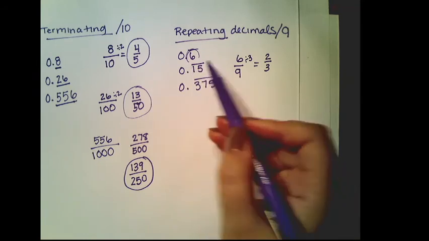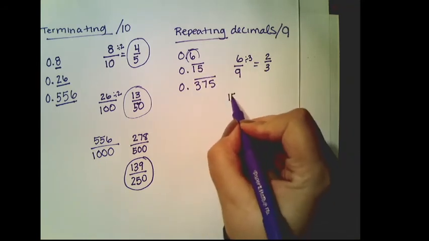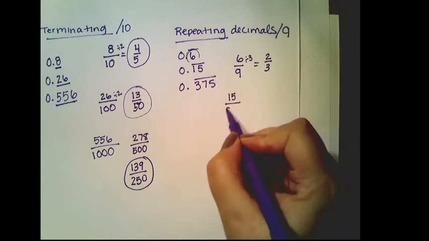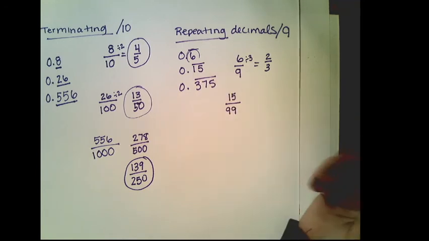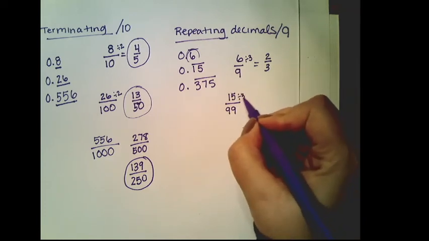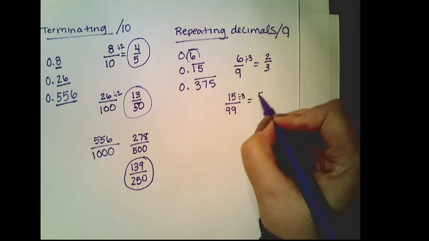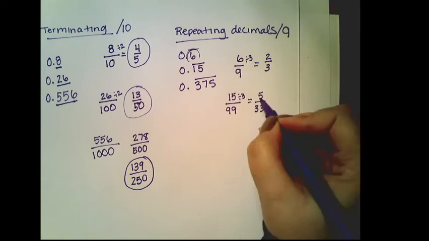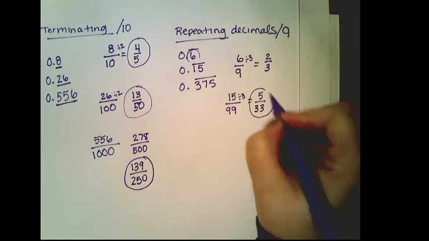0.15 repeating, we have the number 15. There are 2 numbers behind the decimal, so that means we need 2 nines. And again, these are both divisible by 3. So we have 5/33. 5's a prime, so that's as low as we can reduce it.